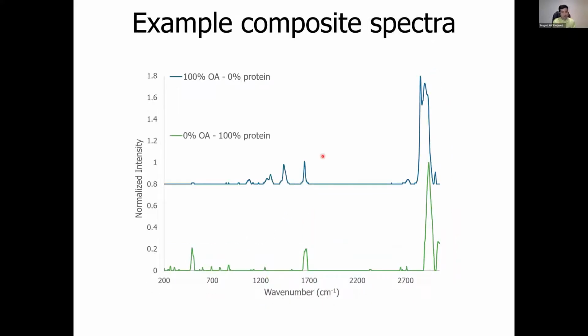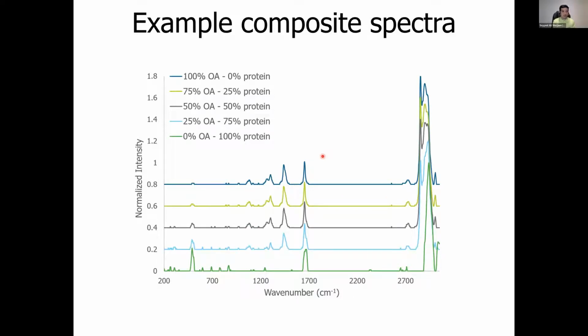And that's where the customizability of Hound will be very useful. We created a custom database that went all the way from 0% OA, 100% protein, to 100% OA, 0% protein in 1% intervals. So we get a total of 101 individual spectra in one customized database. And then I'm not going to show all 101, but a few examples of this customized calculated spectra are shown here.